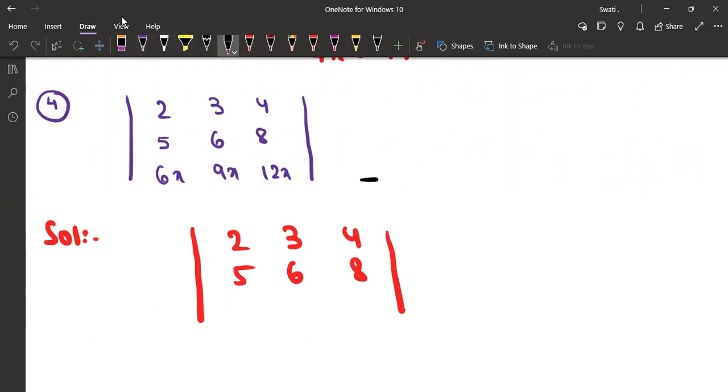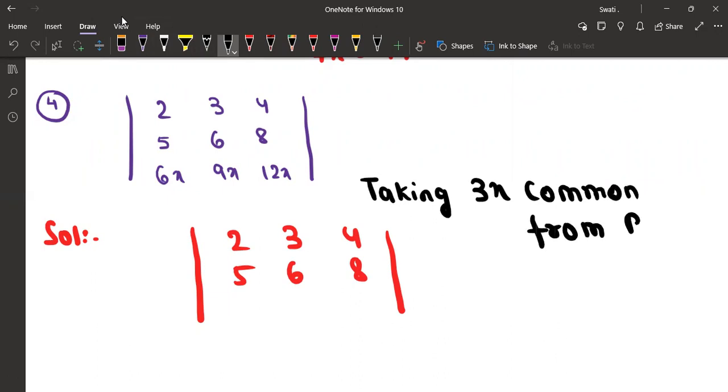So I'll write down here, taking 3x common from third row. The third row we can also write as R3. So if I take 3x common, what will be remaining here? 2, because that will give you 6x. Here 3, because that will give you 9x. And here 4, because that will give you 12x.